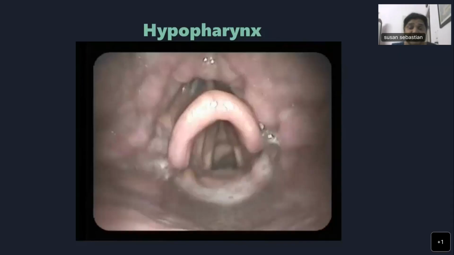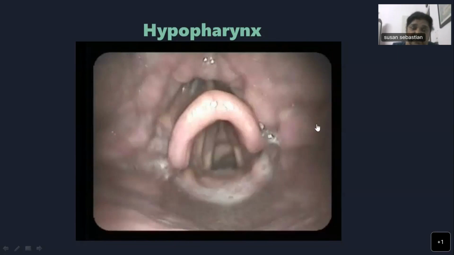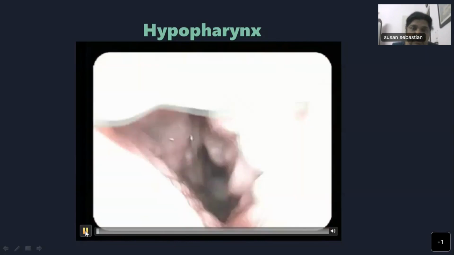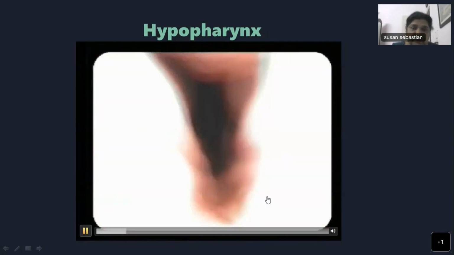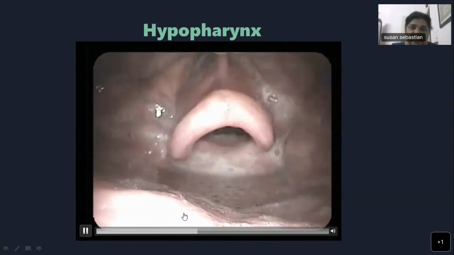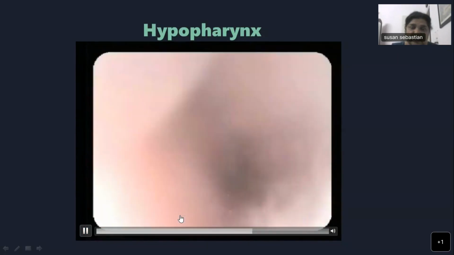Now the hypopharynx. In NOHL, the hypopharynx is also one level of obstruction. In the hypopharynx, it is the lateral walls that come and obstruct the airway. See, both lateral walls are coming and obstructing and squeezing the epiglottis from either side. See, it's completely obstructing.